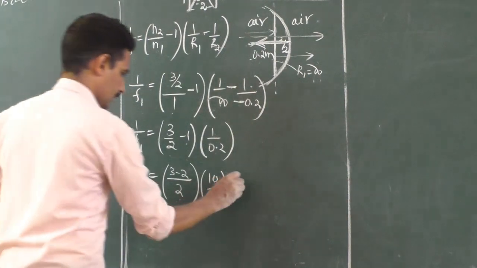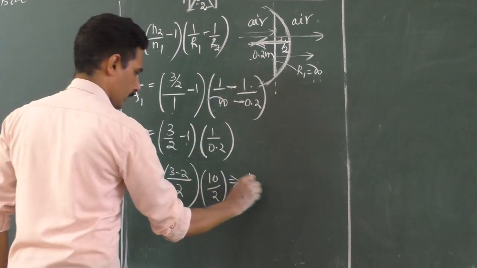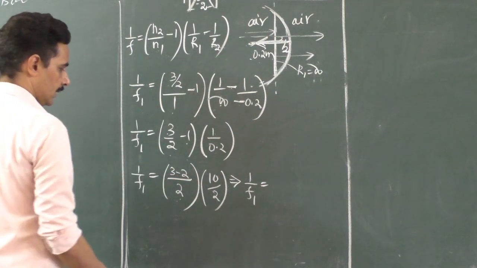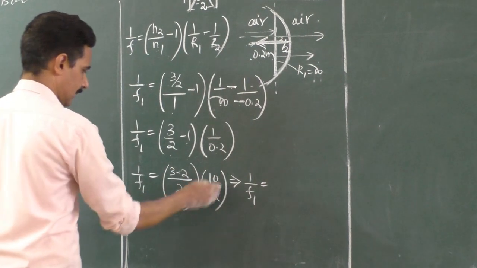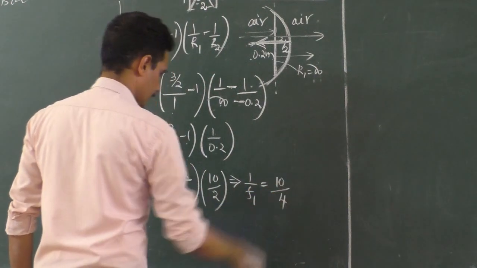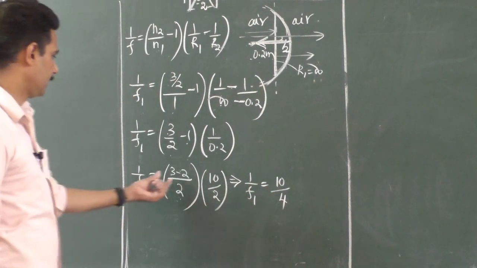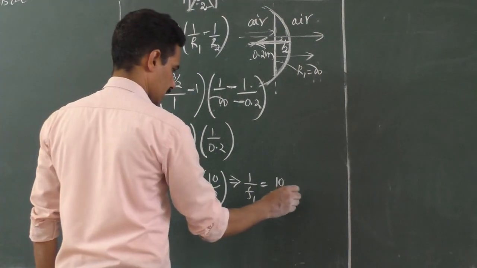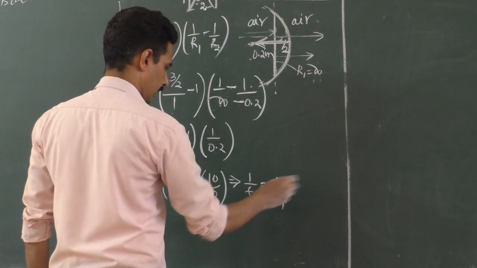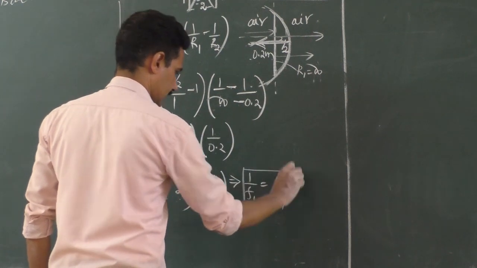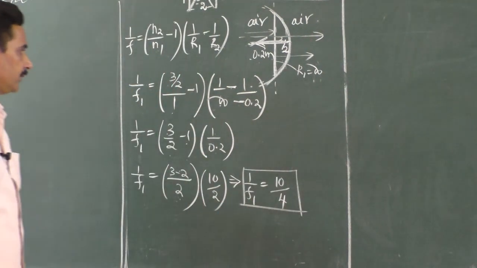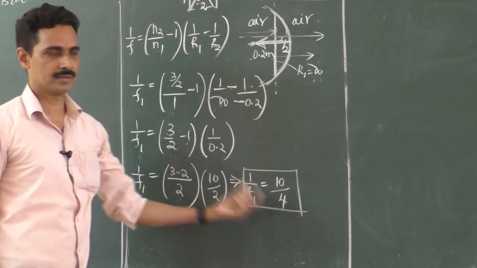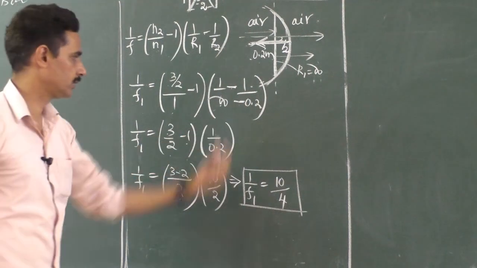What is the answer? This implies 1 by f1 is equal to, better you write all the reciprocals always, 1 into 10 by 4. Is it okay? 3 minus 2 is 1, 1 into 10, 10 by 4. So let it be like this, 2.5. 10 by 4 per meter. Everything is in meter because 0.2 is in meter.